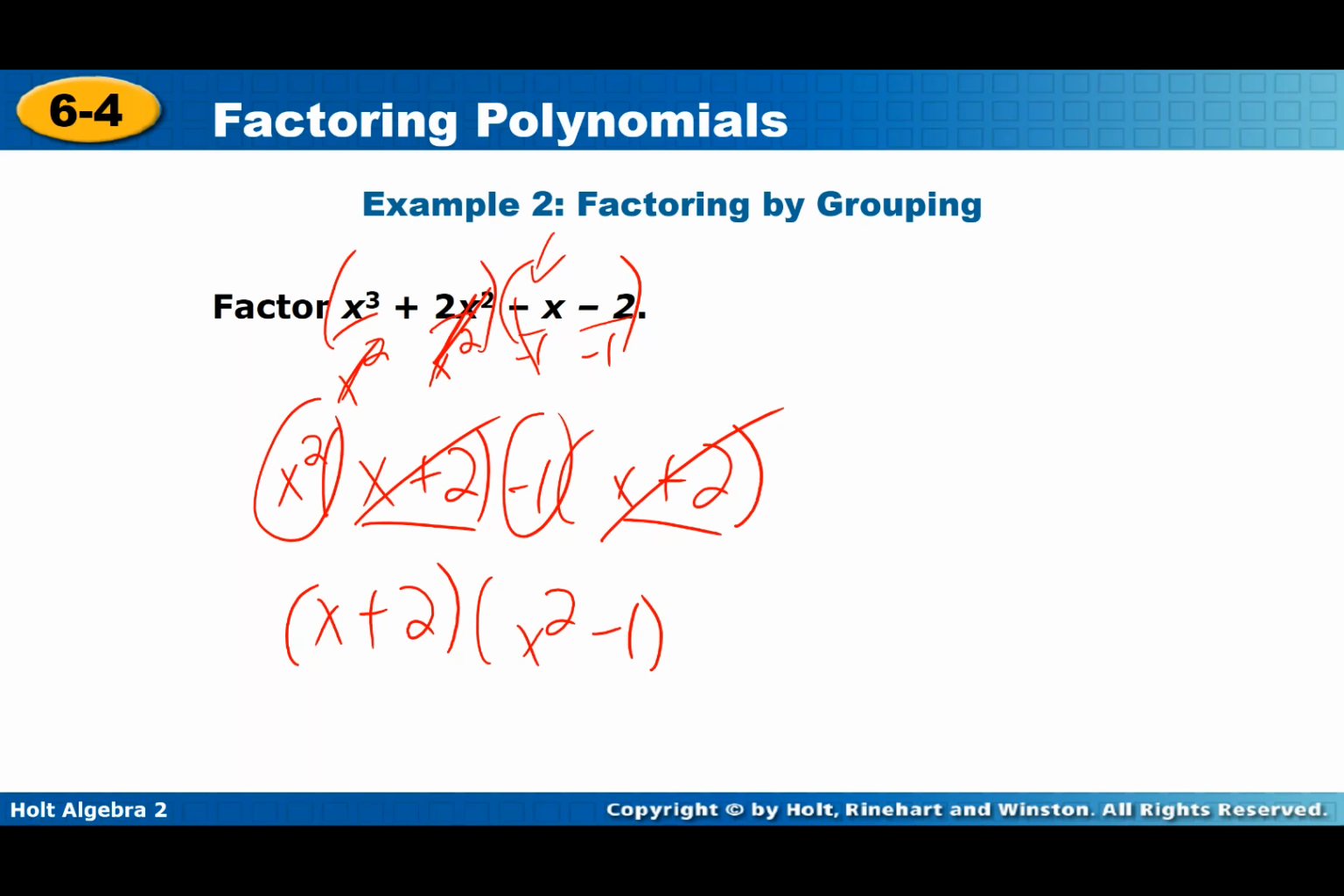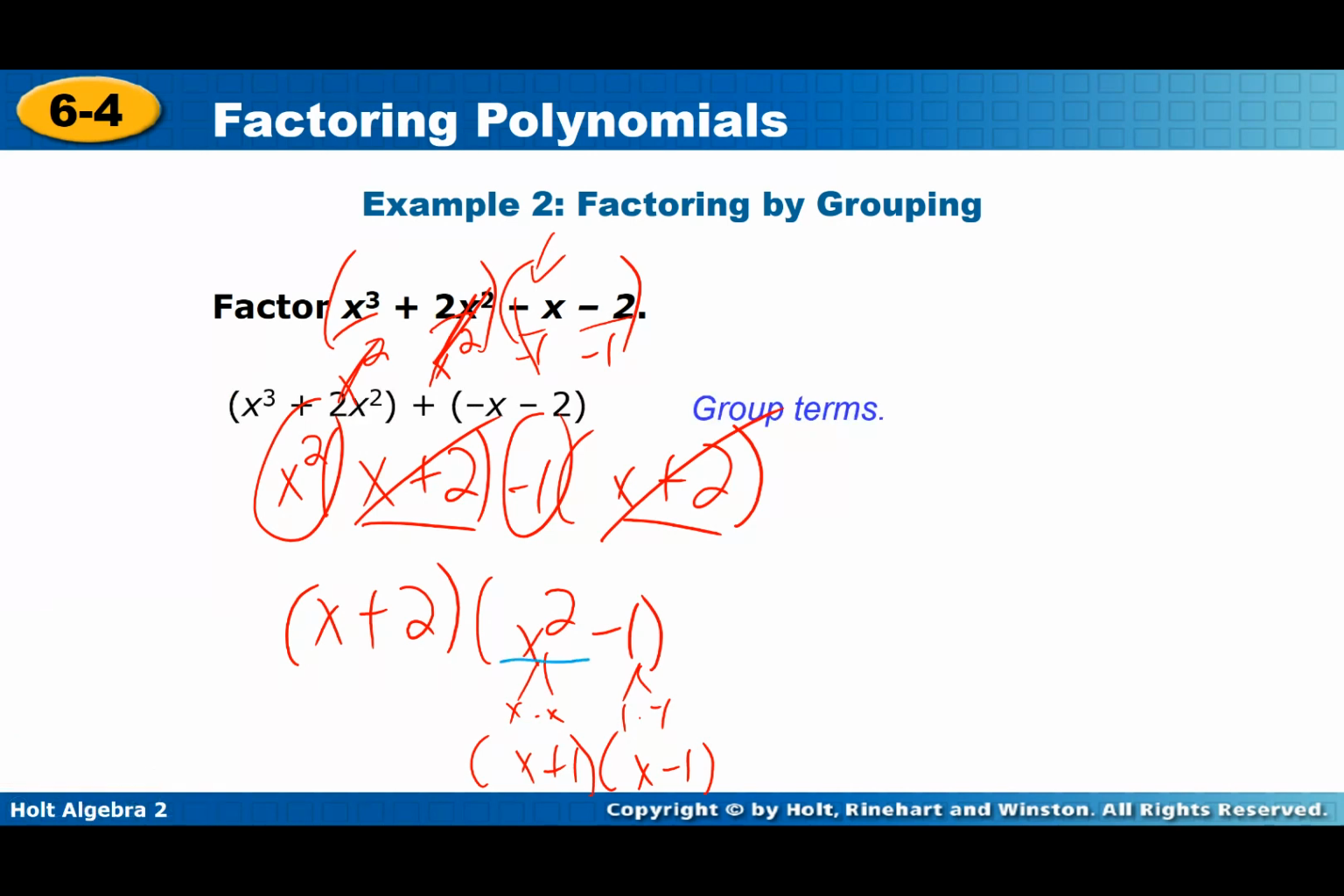Now that's good, and you might think you're done. However, you have to pay close attention to the fact that x squared minus 1 is still factorable. That is factorable using difference of squares, right? X squared is x and x, and -1 is 1 and -1. So you can actually factor that into x plus 1 and x minus 1. So x squared minus 1 factors into x plus 1, x minus 1 by difference of squares.